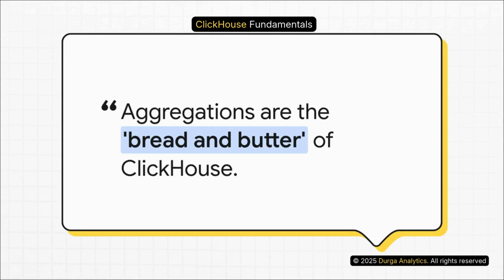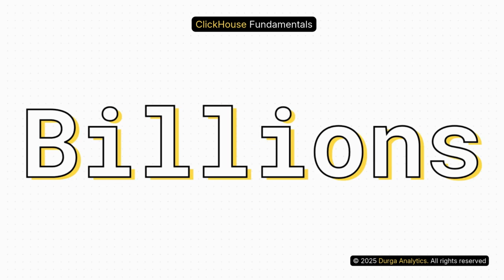You could say aggregations are the whole point of ClickHouse. They are truly the bread and butter of its analytical power. If you want to harness what makes this system so special, you've got to master aggregations first. And when we talk about power, let's be clear about the scale we're dealing with. We're not talking about aggregating a few thousand rows, or even millions.